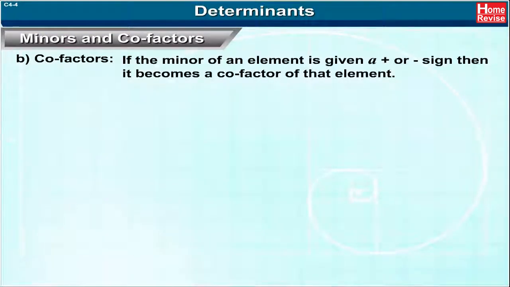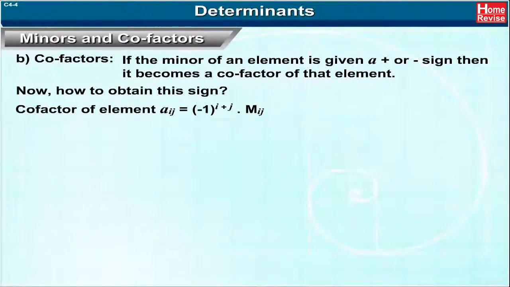B. Cofactors. If the minor of an element is given a positive or negative sign, then it becomes a cofactor of that element. Now, how to obtain this sign? The cofactor of an element Aij is equal to minus 1 raised to i plus j into Mij, that is, the minor of ij.